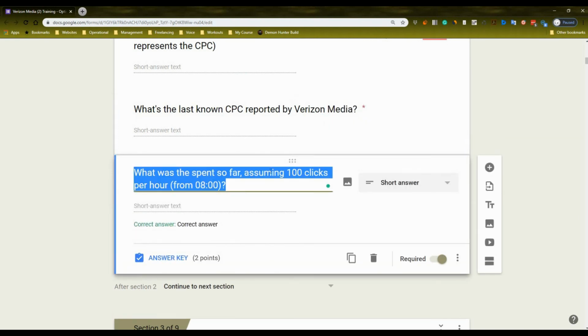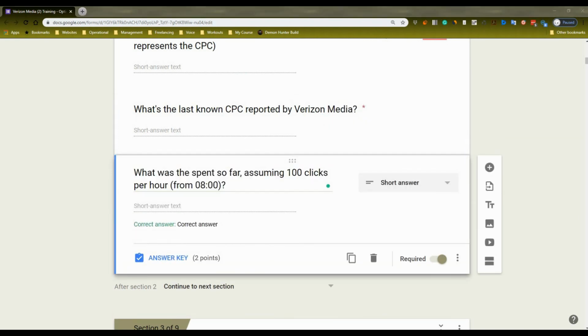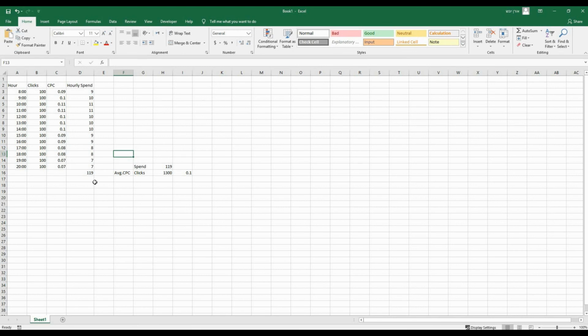And what was the spend so far? So 100 clicks per hour. We have already calculated it. The answer is $119. So that's for the brain. See you with the next section.